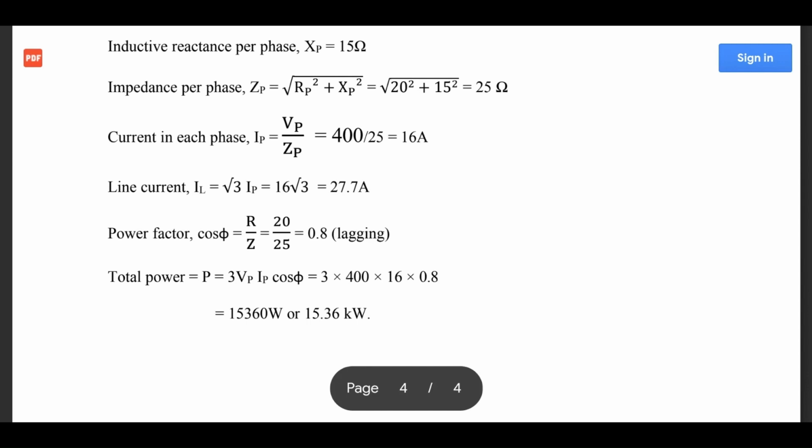Now to calculate the total power, P is equal to 3 Vp Ip cos phi, the same formula which was applied in the previous numerical. So 3 into 400 into 16 into 0.8, we get 15360 watts in the SI system, which can be converted into 15.36 kilowatt.